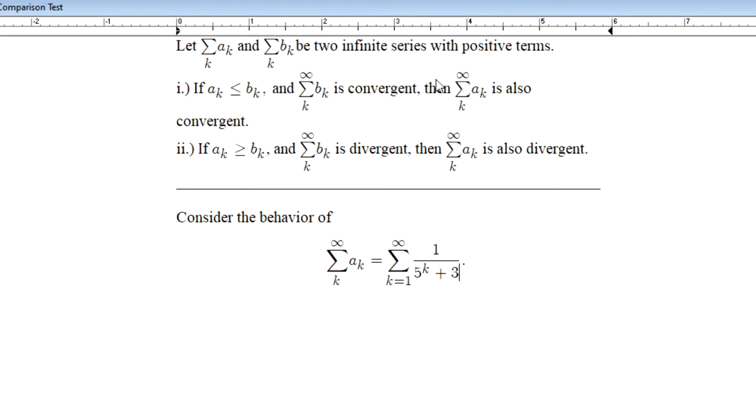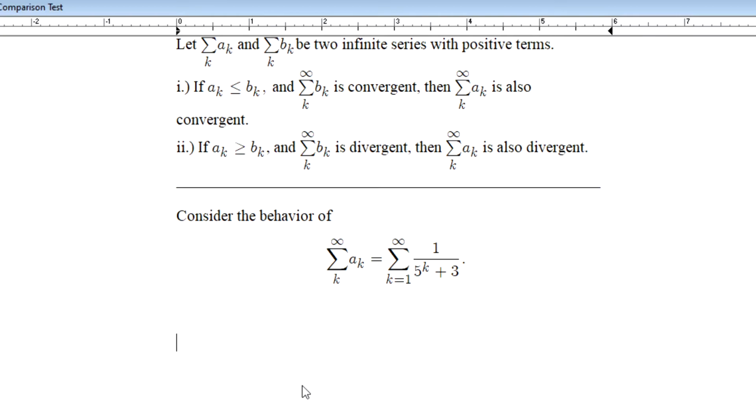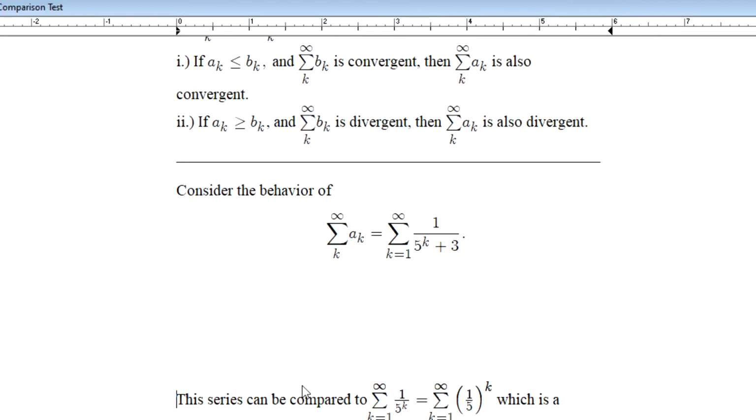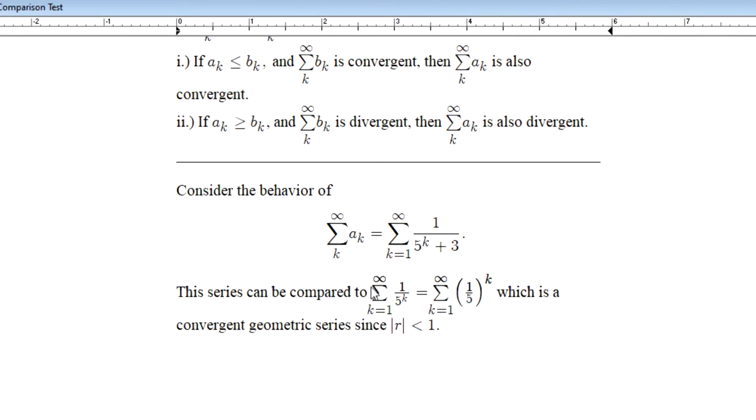But what we can do is use the comparison test here. What we're going to compare to is that convergent geometric series. This series can be compared to the series given by the summation from k equals 1 to infinity of 1 over 5 to the kth power. That is a convergent geometric series, since the absolute value of r, which equals 1/5, is less than 1. Now, if we plan to use the comparison test, what we have to show is that the terms of a sub k, 1 over 5 to the kth plus 3, are always less than or equal to the terms of the known comparison series, 1 over 5 to the kth power.